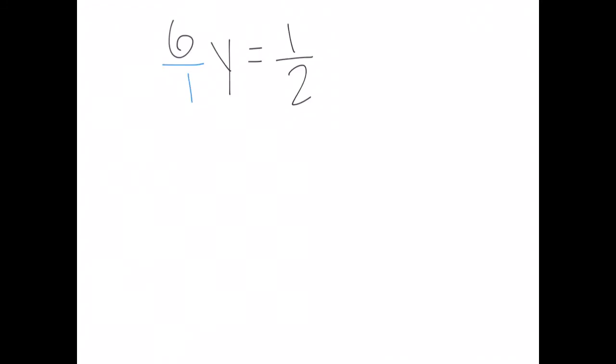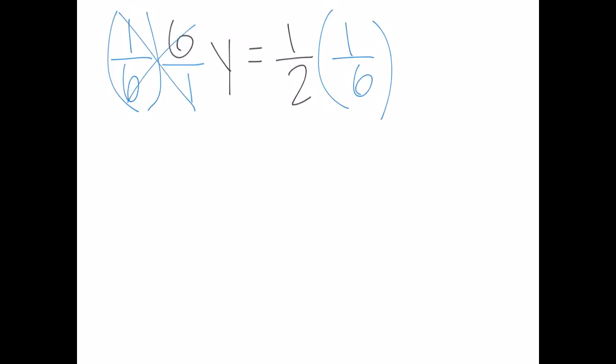To do this problem, we have to write the reciprocal of 6 over 1, which is 1 over 6. And we go y equals 1/2 times 1/6, which equals 1 times 1 over 2 times 6, which equals 1/12.